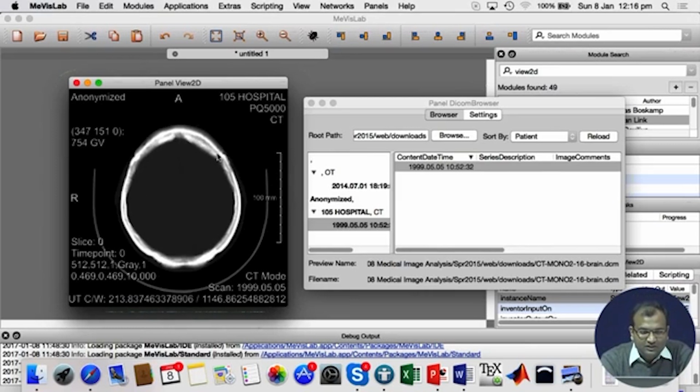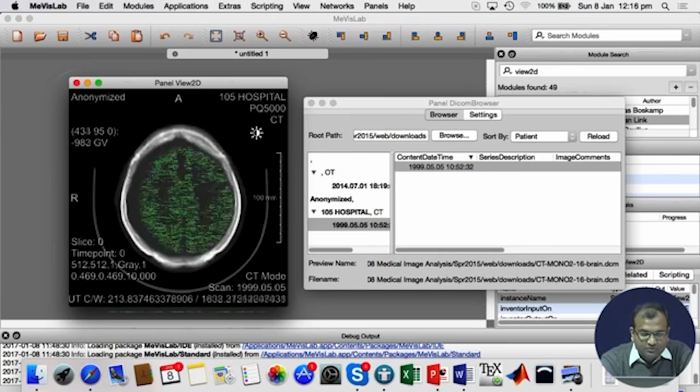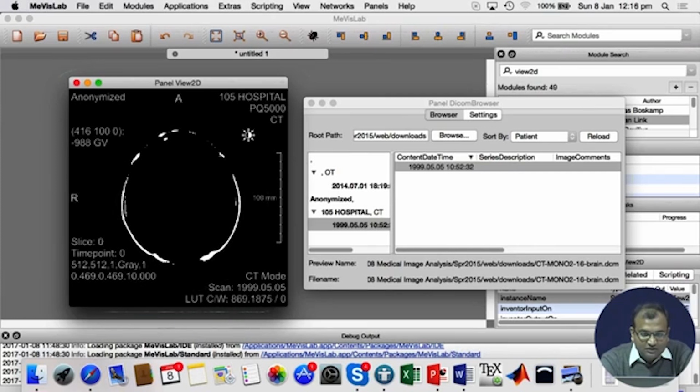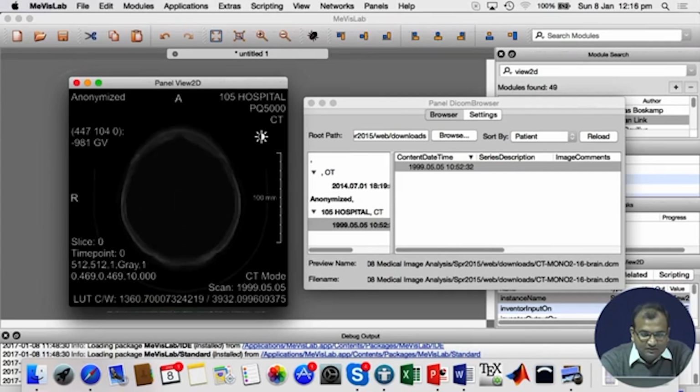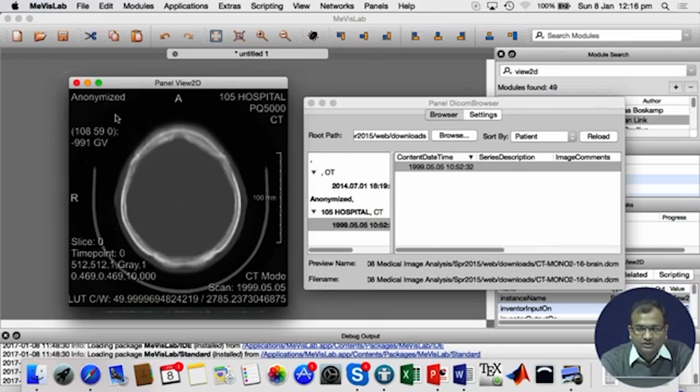Based on whether I want to look into the bones or into the brain over here, I will be adjusting accordingly. I wanted to look more into the contrast between the bones over there, so that's why I was doing it like this. This is one very intuitive way of looking into 2D and 3D kind of images, which you can really make use of.